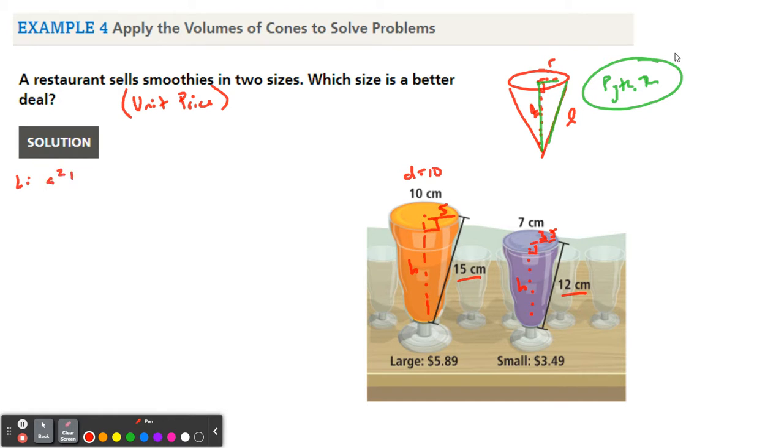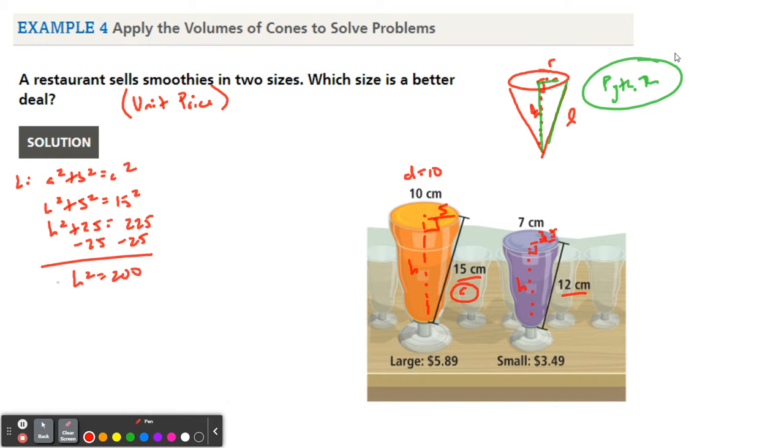So we're going to do a squared plus b squared equals c squared. The slant height 15 is your c. So I'll do h squared plus 5 squared equals 15 squared. You're going to square each side individually. So h squared plus 25 equals 225. Subtract 25 on both sides. So h squared is 200. And then take the square root.